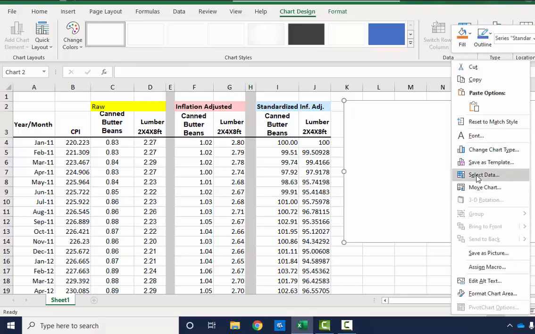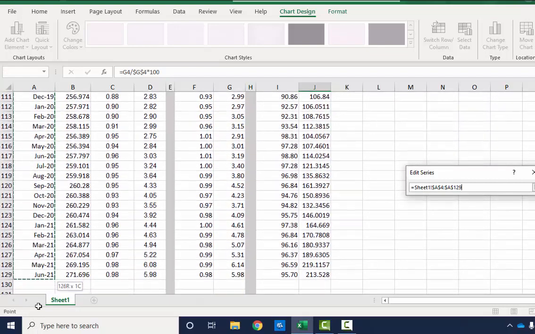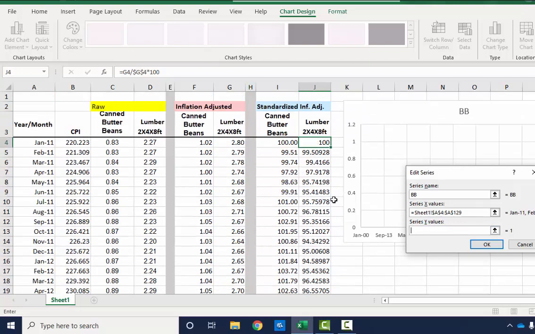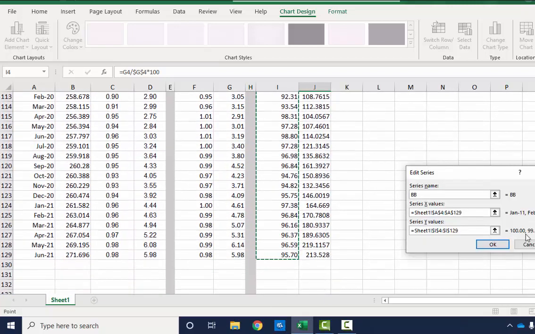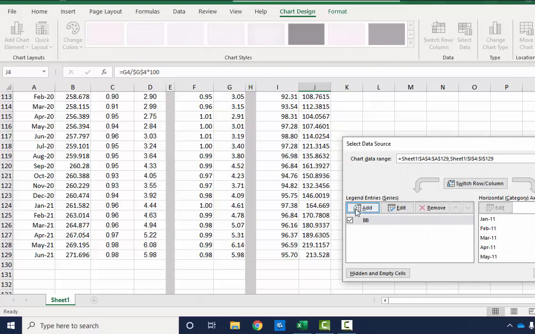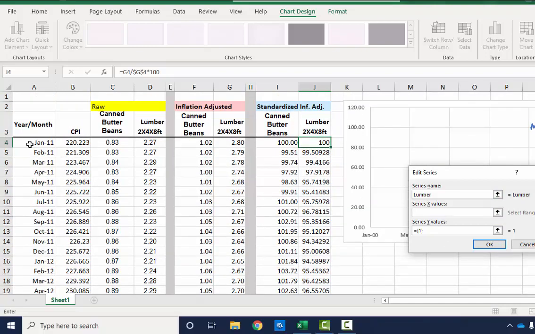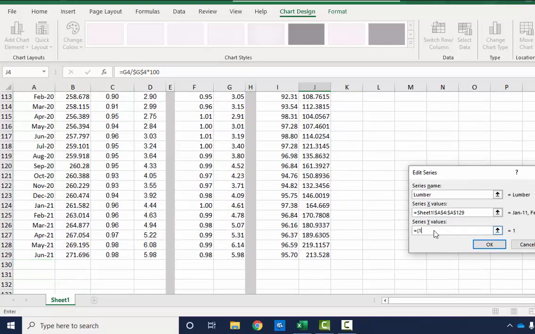So we're going to right-click in here. We're going to select data, and then we're going to put in butter beans. I'm just going to abbreviate. Now my X values, again, are these years over here. And the Y values now are this indexed butterbean column we have. That should do it for butterbeans. Now, before I go and look at it, I'm going to go ahead and do lumber. So we're just going to call this one lumber. And the X values, again, are this stuff. And the Y values are the index number for lumber.